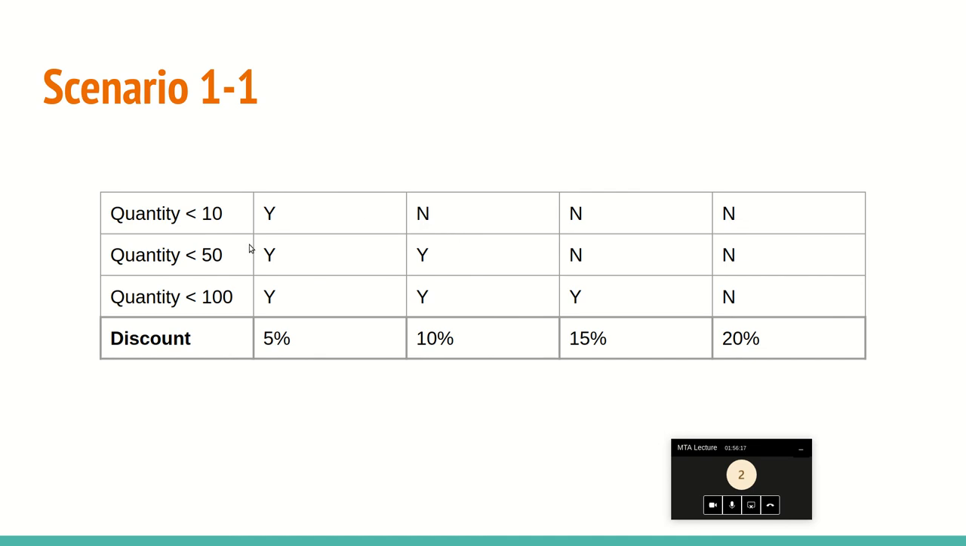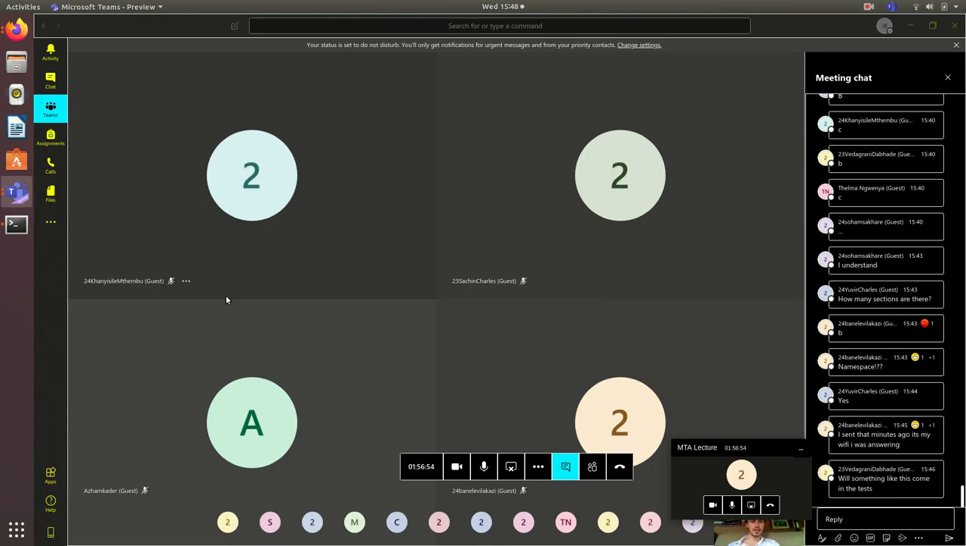We'd have to get a new quantity. So now I'm going to say quantity is 15. Quantity was 9 last time, and we got a discount of 5%. What happens if quantity is 15? How do we read this? Is 15 less than 10? The answer is no. Second question, 15 less than 50? The answer is yes. 15 less than 100? The answer is yes.